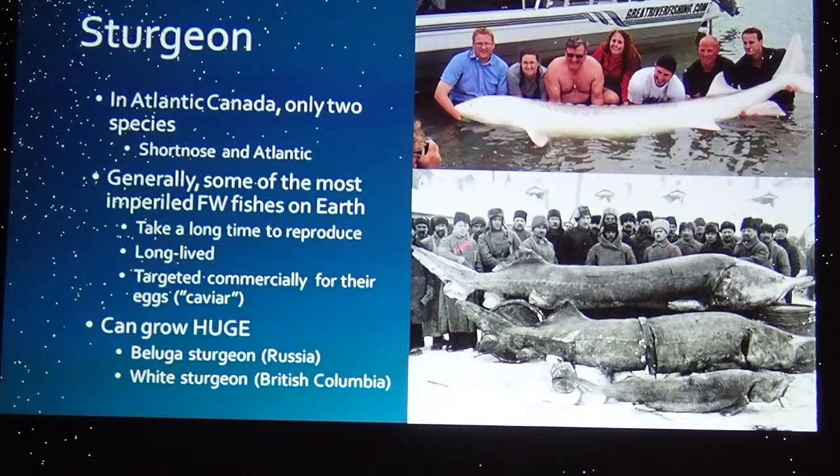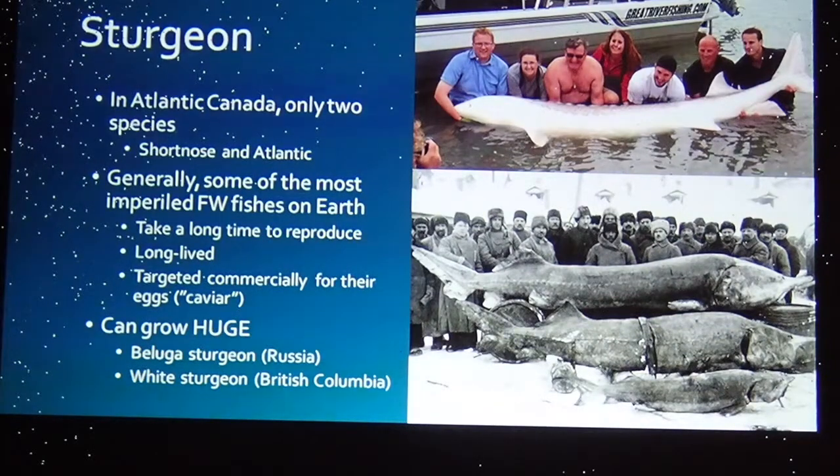And then these are gigantic beluga sturgeon from Russia. You can see just how long that is given the number of guys there. Even this little one down here is probably just as big as that one there, so you can get a sense of scale. These are generally some of the most imperiled freshwater fish species on Earth. There are about 25 species of sturgeon, and nearly all of them are either threatened or endangered. They can grow really, really large. Again, you have these gigantic beluga sturgeon or the white sturgeon.